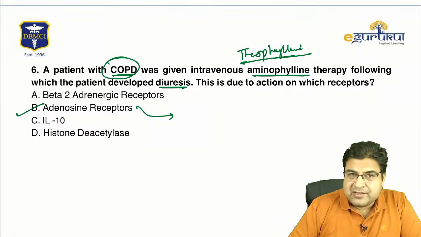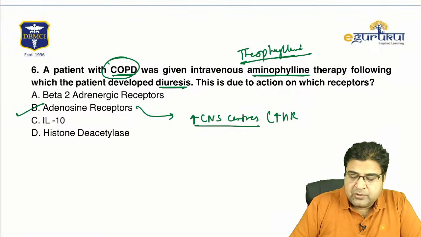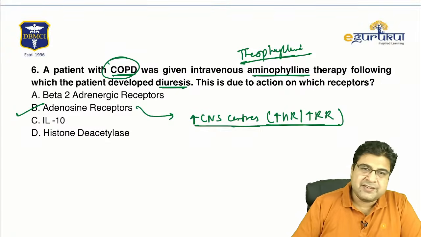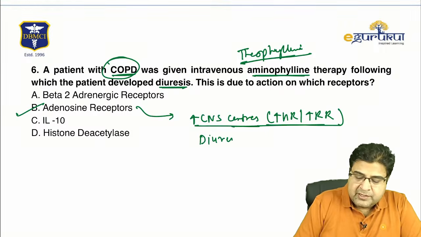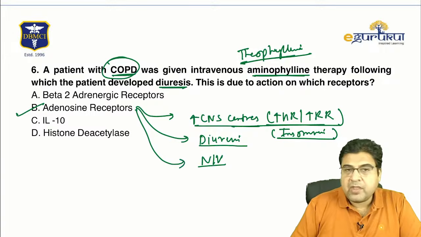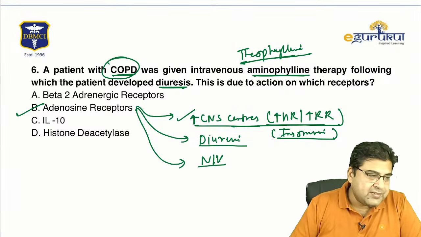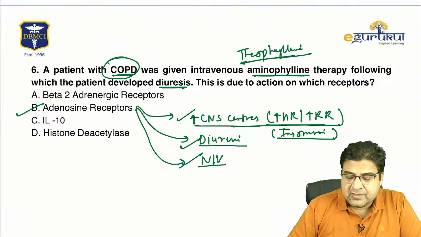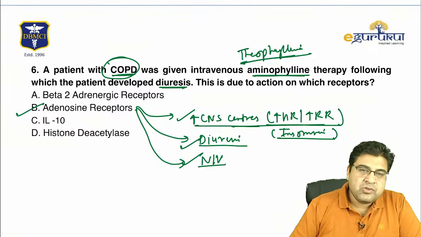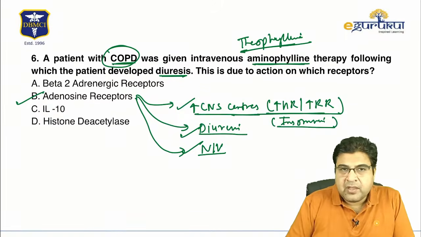By inhibiting the adenosine receptor, this medicine can result in stimulation of the CNS center. So the medicine can lead to tachycardia, tachypnea, and insomnia by stimulating the CNS center. Plus, this medicine can also result in diuresis, and it can also result in nausea, vomiting. So these are the side effects the medicine can cause by acting on the adenosine receptor. So question number 6, answer is B, Bombay. By inhibiting the adenosine receptor, the medicine can result in diuresis.